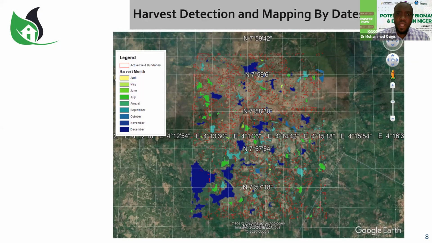So areas with dark or deep blue color are fields that were harvested towards the end of the year. I think this was 2020.